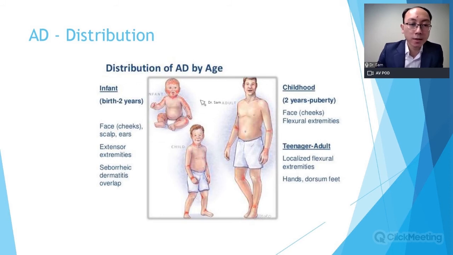So let's look at the distribution of atopic dermatitis by age. As just mentioned, for patients from birth to 2 years, the distribution of atopic dermatitis is normally on the face, scalp, and also the extensor surfaces. When the patient is in childhood, 2 years to puberty, you'll see that the atopic dermatitis will go to the flexures, at the flexure of the elbow, flexure of the knee, and also the anterior of the ankle. This is a typical distribution when the child is 2 years to puberty.